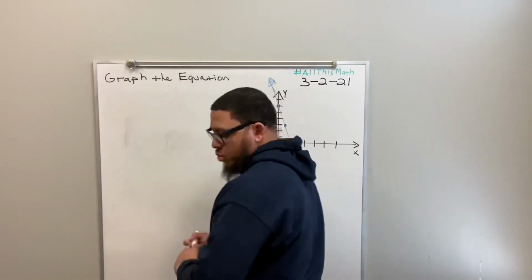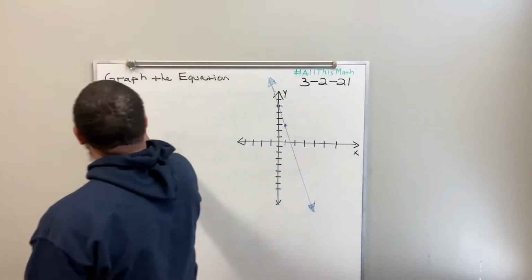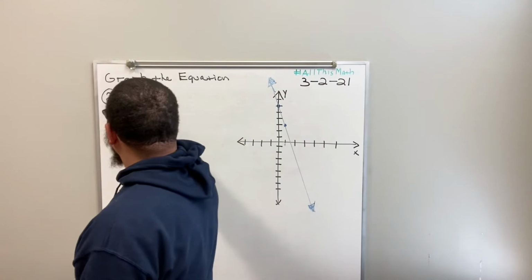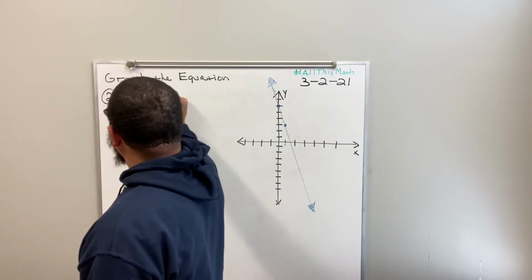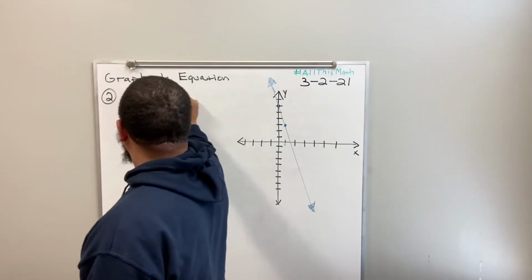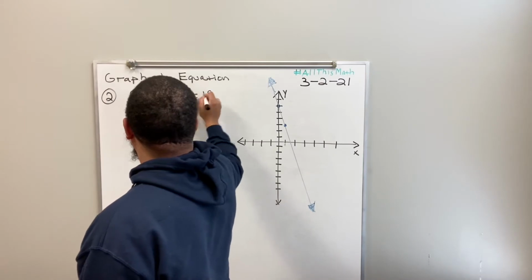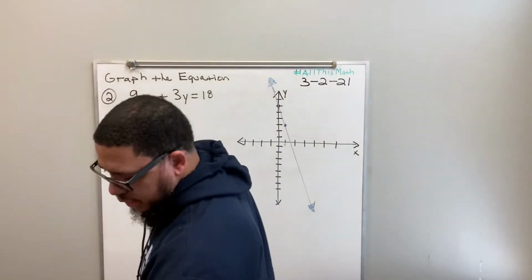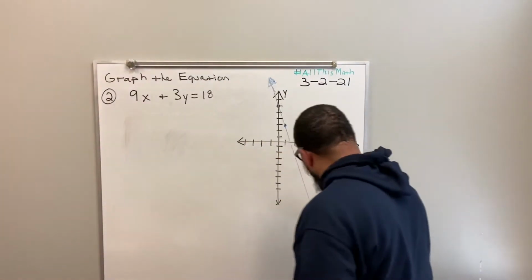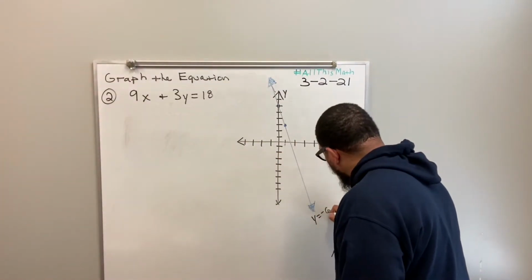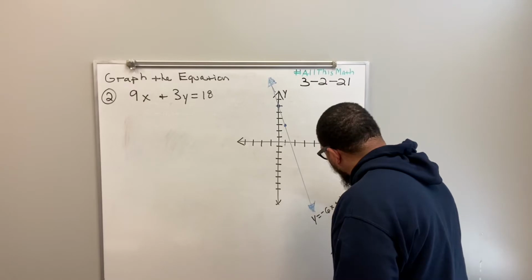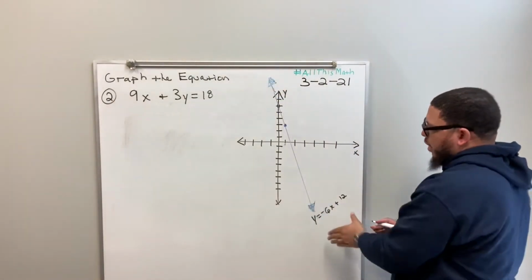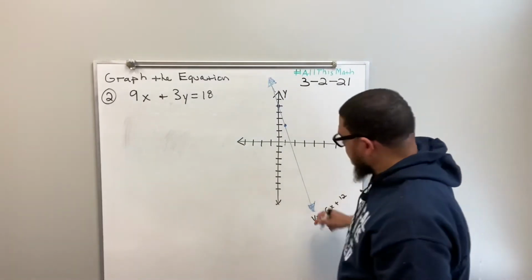Let's put number 2 up here. Number 2 says this equation, 9x plus 3y equals 18. All right? Wait, hold on 1 second. Before I get into that, let me label my equation. Y equals negative 6x plus 12. You want to label your lines if you keep them on the graph. You want to label them, right?